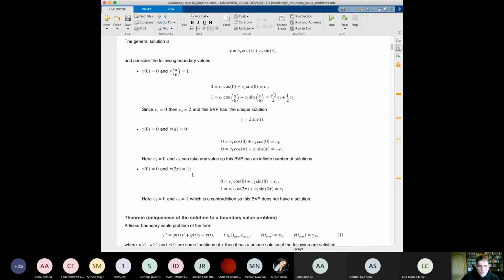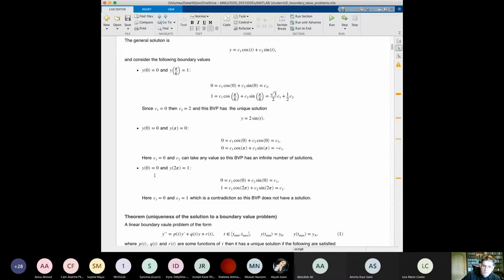The final case we're going to look at is when our range is from 0 to 2 pi. Do the same thing again. c1 is still 0, cos of 2 pi is 1, sine of 2 pi is 0, so we get 1 equals c1. But this contradicts the first equation, which said c1 is equal to 0. Therefore, this boundary value problem does not have a solution. So we have a case with a unique solution, a case with an infinite number, and a case with no solution. That's the first thing to consider.